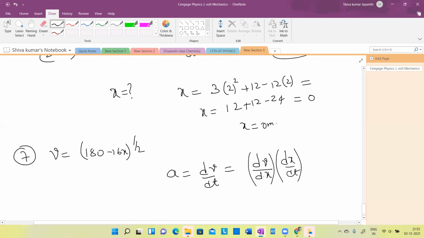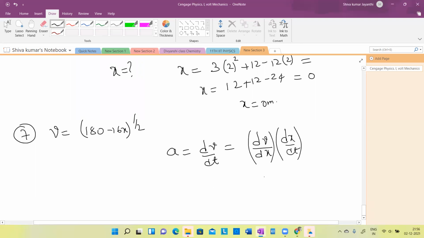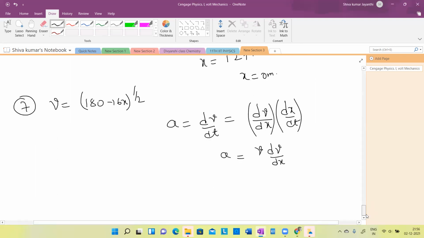You can insert as many dummy variables as you want. That is the basic rule there. dv by dx is there. I have inserted dx as a dummy variable. We can put as many dummy variables: dv by dy into dy by dx into dx by dt. I can write like that also. Understood that? Then also all will cancel and you get the same dv by dt. So what is dx by dt? It is nothing but velocity. So v dv by dx we got. This is also an acceleration equation. Have you seen this equation earlier?